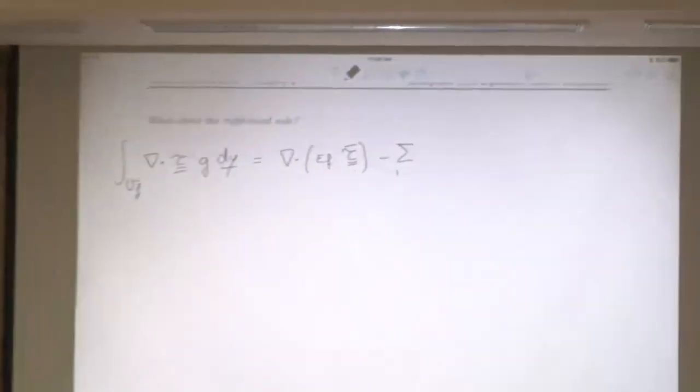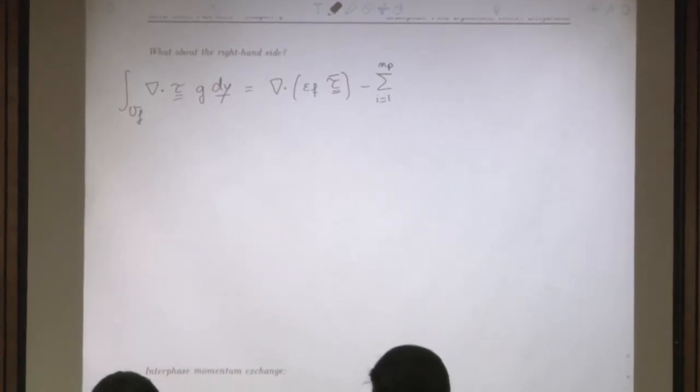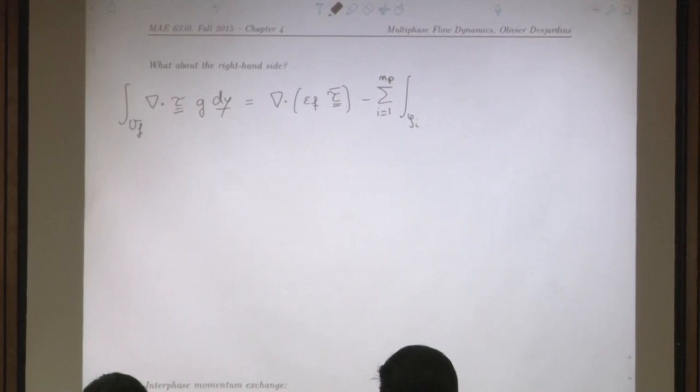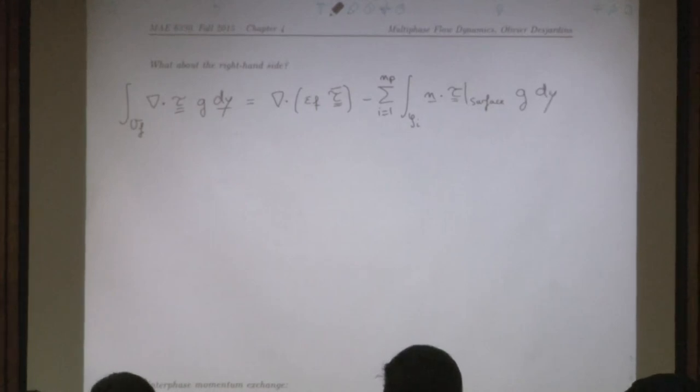Minus the sum from i equal to 1 all the way up to NP, and then we have all our surface terms the same way as before. So we'll have our n dotted with our tau at the surface, convolved with G dy.